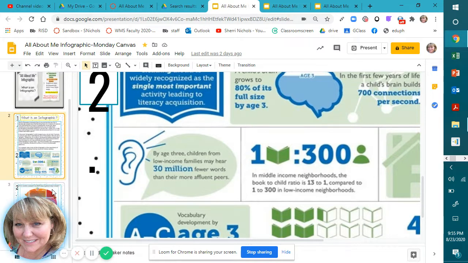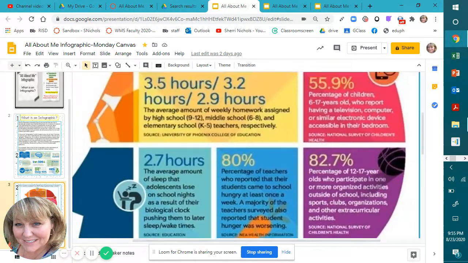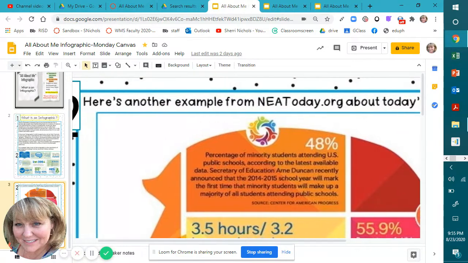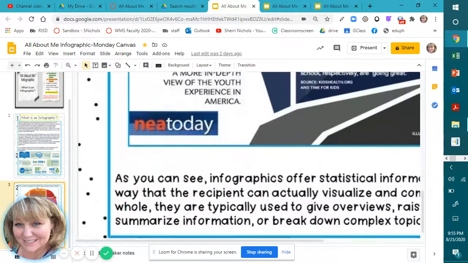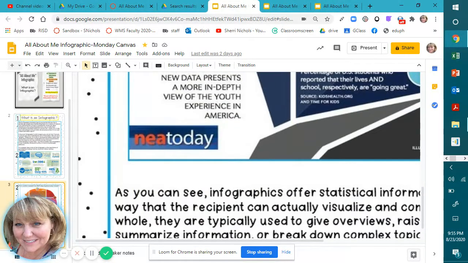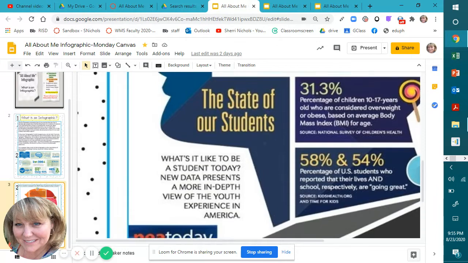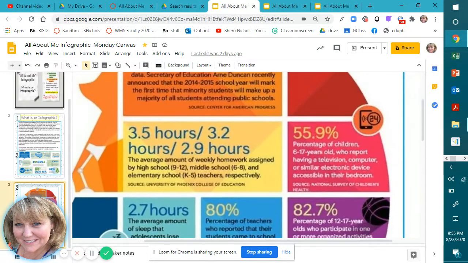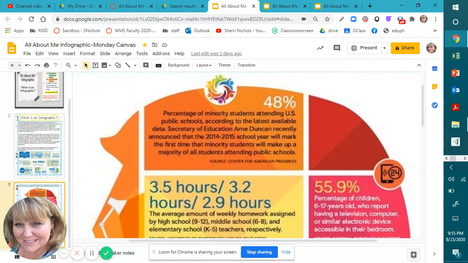And then there's also another infographic, and this one is by neatoday.org, and it has to do with the state of our students. So we're going to start at the top, and we notice it's a brain, and it says the percentage of minority students attending the U.S. public schools according to the latest available data.